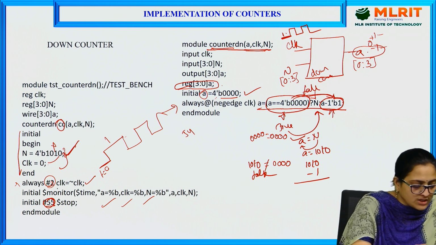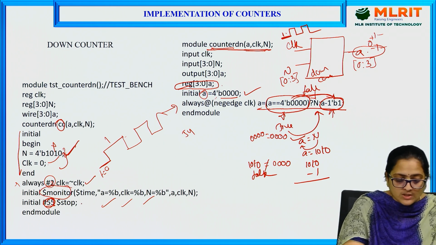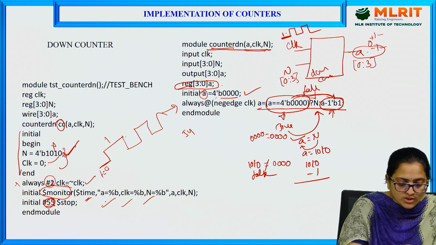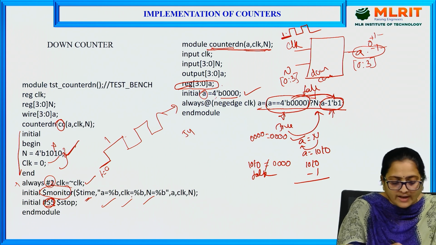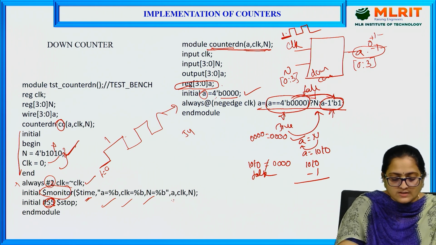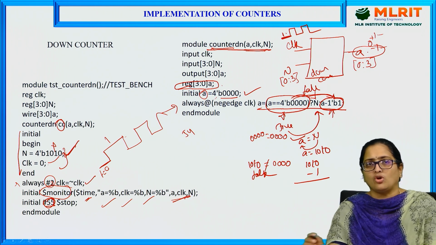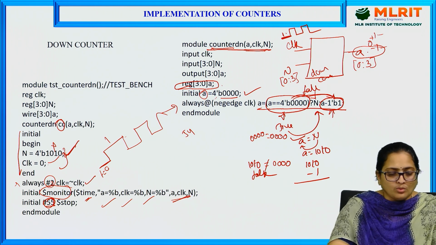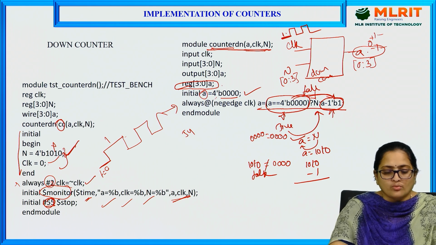So I use initial $monitor. With respect to time, I want to check how A, N and clock are going to be impacted, and the same sequence is given here as A, clock, N. So this is how a down counter program can be done by using behavioral modeling.